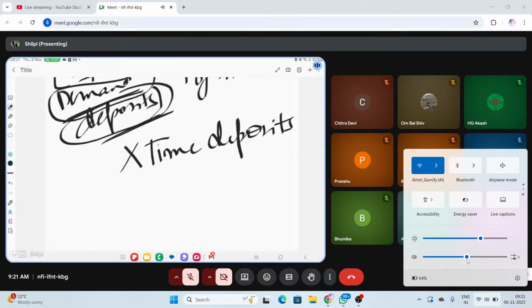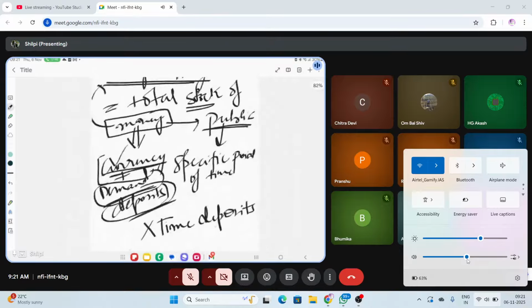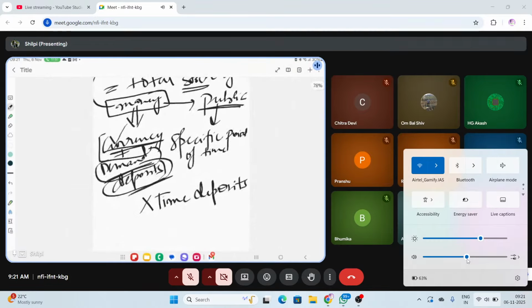Exactly. So a time deposit, as you have stated with the example of fixed deposit, is simply the funds in a bank account which are deposited for a fixed, predetermined period, and they cannot be withdrawn before that time period. So, as very well highlighted by her, this is the difference between demand deposits and time deposits. So, while calculating the money supply, we only take into account demand deposits. We do not take into account time deposits. Is that clear?